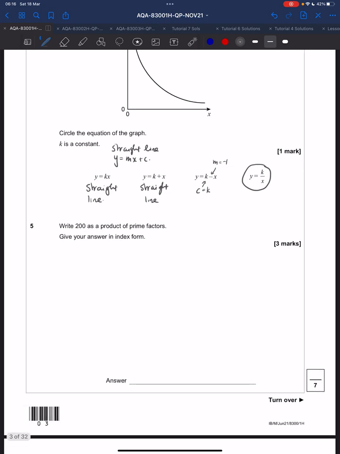Write 200 as a product of prime factors. 200 is 2 times 100. 2 is a prime number. 100 is 2 times 50. There's more ways than one of doing this. 50 is 2 times 25, and 25 is 5 times 5. So we've got three 2s and two 5s: 2 cubed times 5 squared.